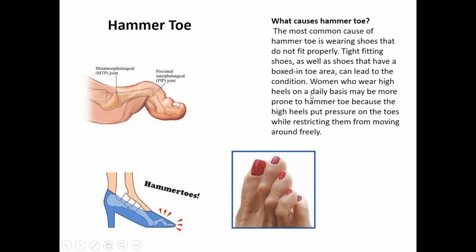Women who wear high heels on a daily basis may be more prone to hammer toe because the high heels put pressure on the toes. Meaning, if you elevate this up, the foot's going to slide anterior as you walk more, right? Because it's higher in the back, it's going to slope downward, putting a lot more pressure on the toes, okay? So what you start seeing then is the toe will come up, and you start forming calluses all across the top of the toes, okay?